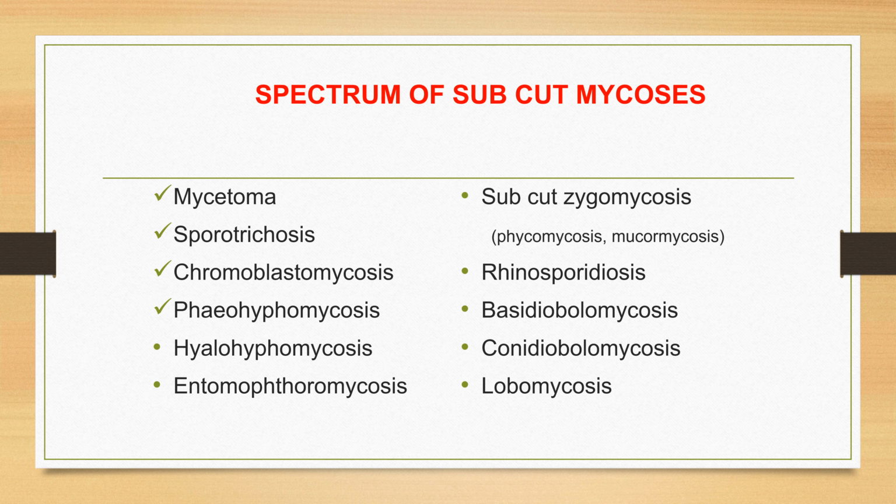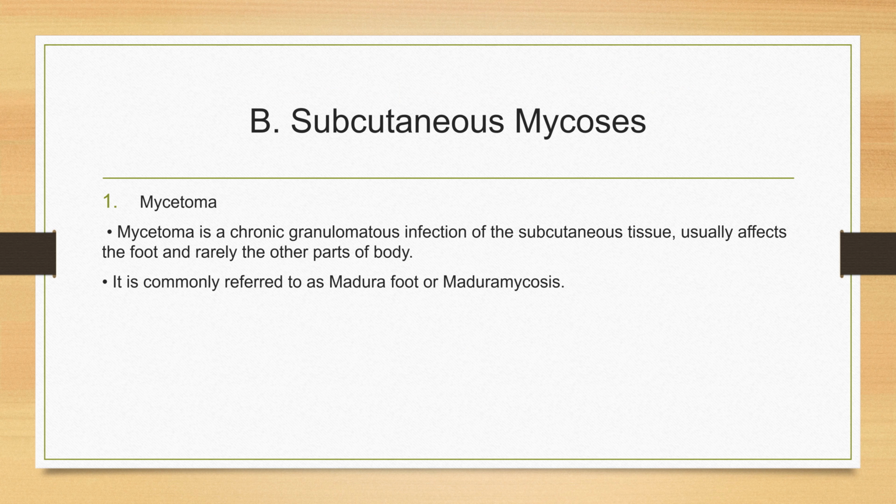entomophthoromycosis, subcutaneous zygomycosis, rhinosporidiosis, basidiobolomycosis, conidiobolomycosis, and lobomycosis, out of which we are going to discuss today mycetoma, rhinosporidiosis, sporotrichosis, chromoblastomycosis, and pheohyphomycosis. So first of all, subcutaneous mycosis, in which the first topic we are going to discuss is mycetoma.